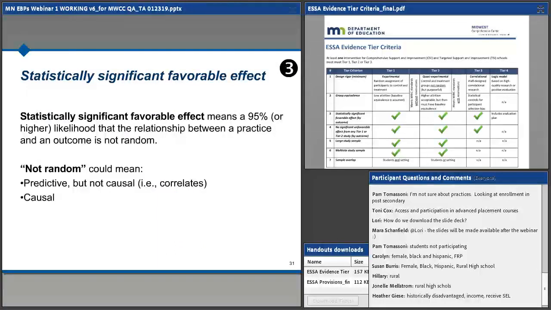So statistical significance means that there's a 95% or higher likelihood that the relationship between a practice and an outcome is not random. Again, if the relationship between the practice and the outcome is statistically significant, there's a 95% chance that the relationship is not random. What do we mean by not random? Well, we mean that it's either predictive, that the practice either predicts the outcome or that it causes the outcome. We also refer to predictiveness as correlating.